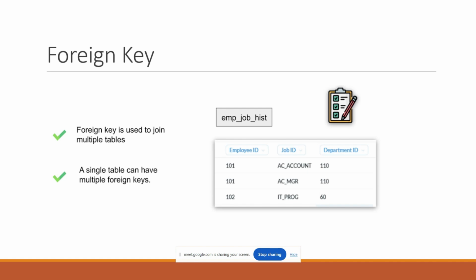Okay, and per table there should be one relation. Okay, primary key and foreign key. Suppose there are two tables, there is one relation between them. There are three tables, there will be two relations between them.